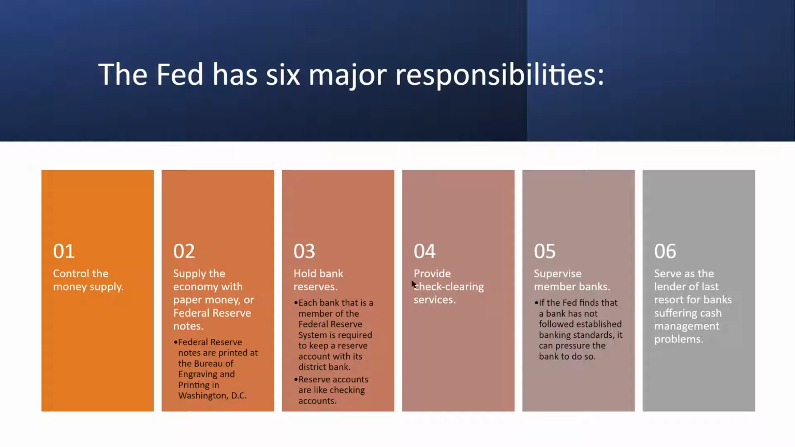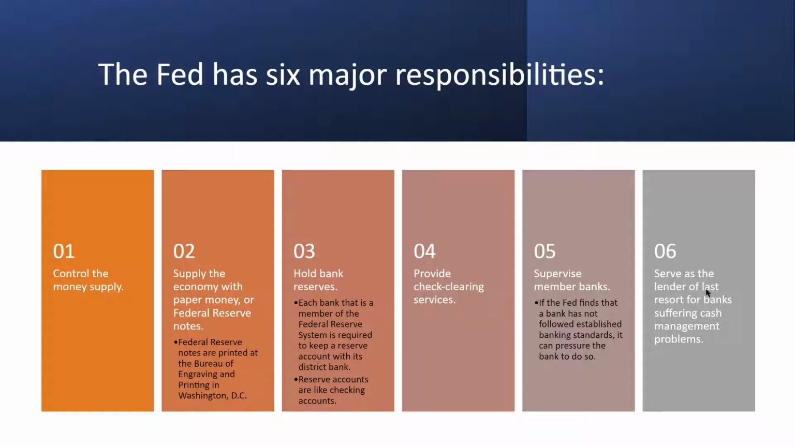Another example: like I said, they provide check clearing services where, again, you write a check at Meijer, and then it's the Federal Reserve that gets the money from your bank and then puts it in Meijer's bank. They also supervise the member banks. So if the Fed finds that a bank's not following established banking standards, like keeping 10% of their deposits in their vault, they'll make sure that they do.